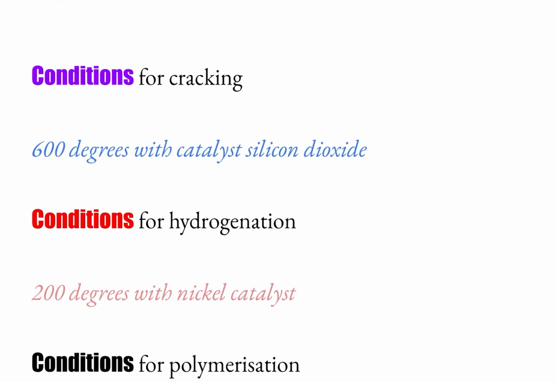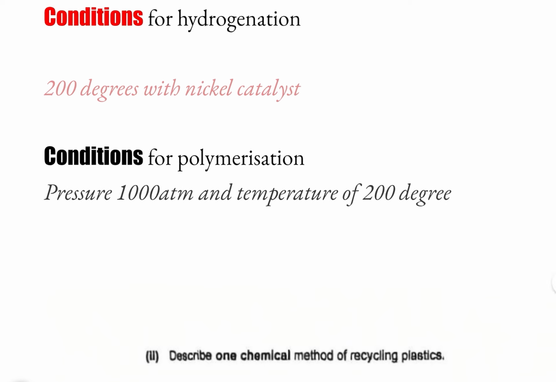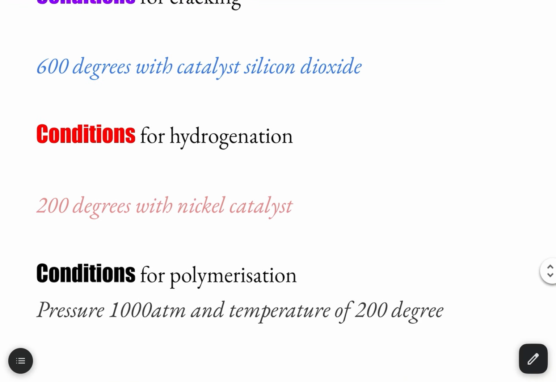The conditions for polymerization are a pressure of 1000 atm and a temperature of 2000 degrees Celsius. Okay, thank you for watching. This is all for today.